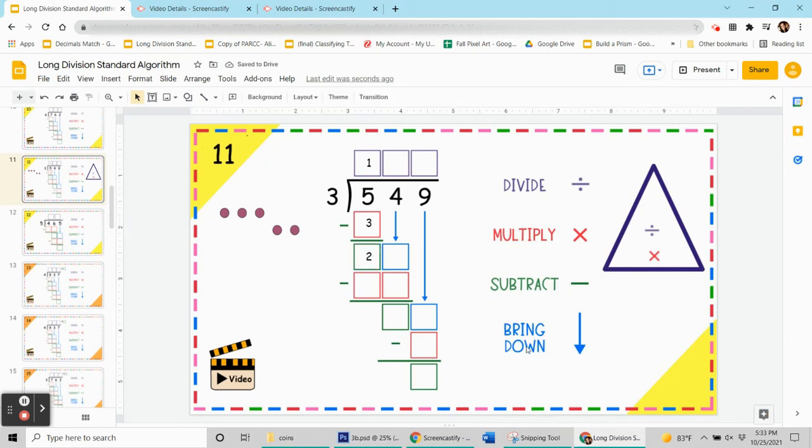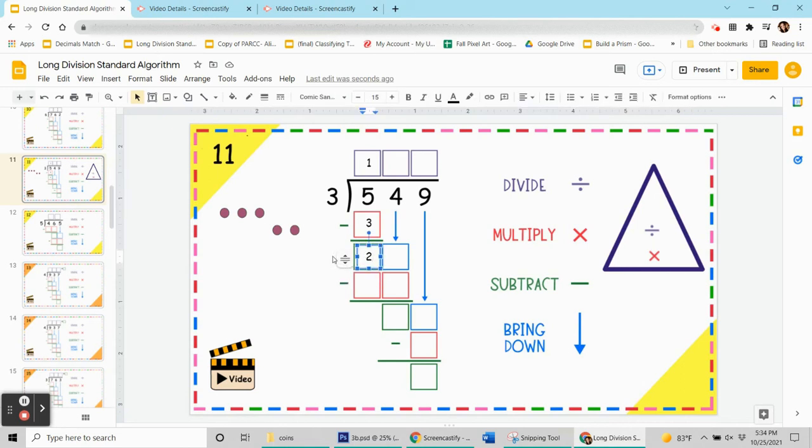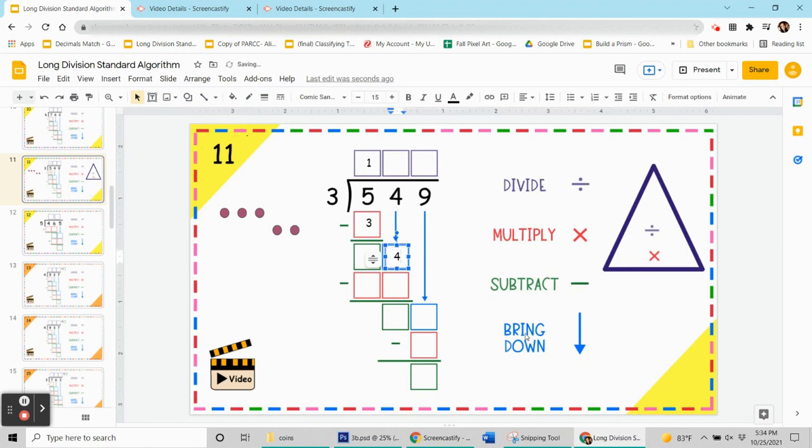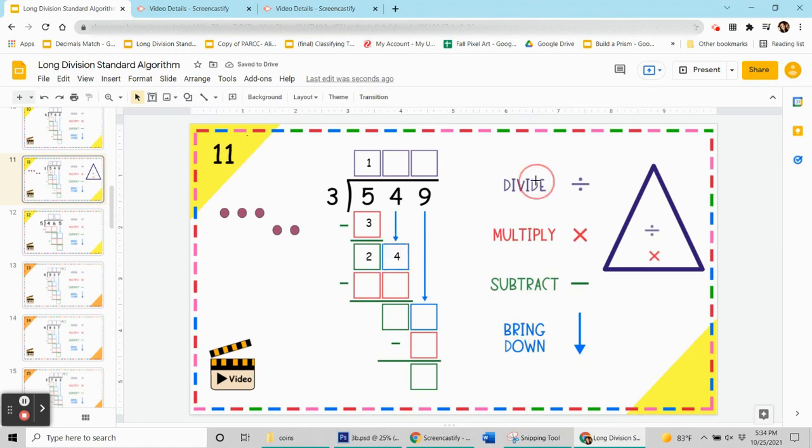Okay, the next step is the blue, to bring down, and we're bringing down the next digit because we've really done as much with this 5 as we can. We can't really do anything with this 2, so we're bringing down the next digit, which is a 4. And now we're ready to divide again. What are we dividing? We're dividing the last thing we touched and that same 3.